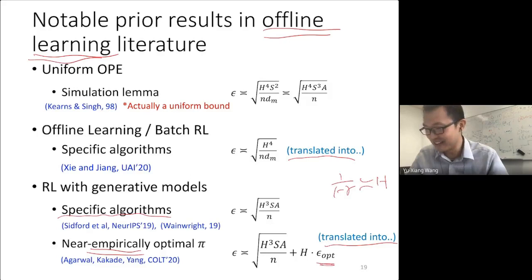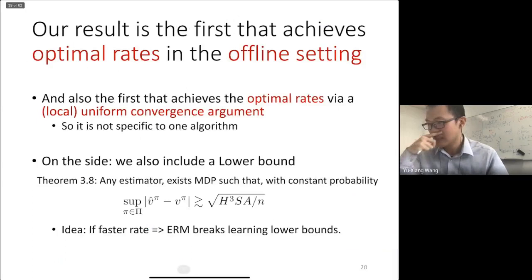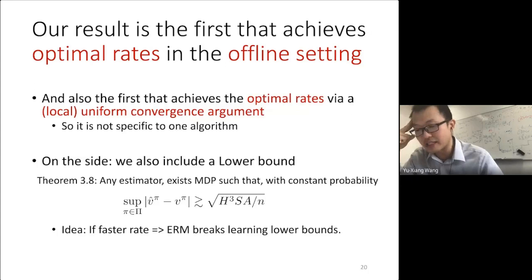All right. In a nutshell, our result is the first that achieves optimal rates in the offline setting, and I guess also the first, without the generative model setting, that achieves optimal rates via a uniform convergence argument. On the side, we also have a formal lower bound for the uniform convergence problem, where the construction is pretty standard, so I won't bore you with it. So that's basically the summary of our contributions.